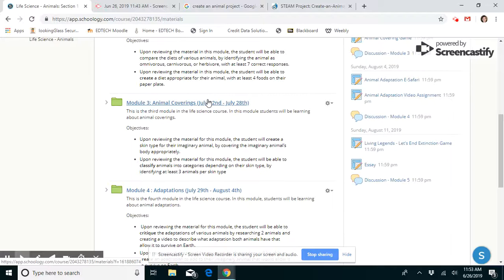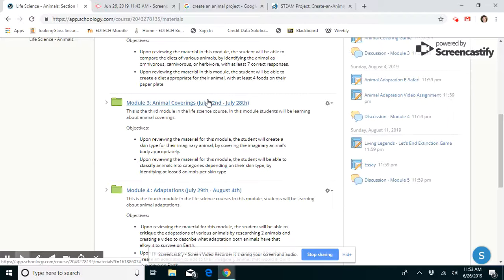This week we are talking about animal coverings. What I want you to do is think of all the animal coverings you learned about this week, such as feathers, fur, smooth skin, scales. Think of all those animal coverings and how they protect the animal. Then I want you to choose one of those animal coverings that you would like to put on your imaginary animal. How could you show that? If your animal has feathers, how are you going to create these feathers on your animal?